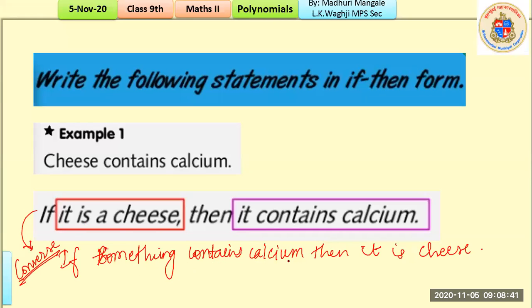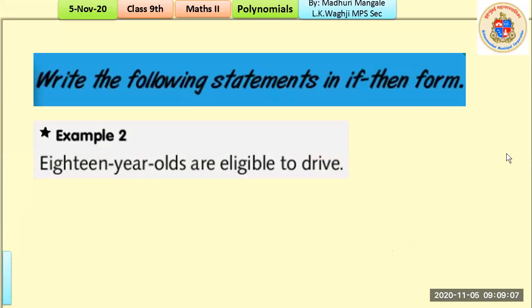No, it's not necessary, because there are so many edible items which contain calcium, but it is not cheese, right? So here we have seen that the converse is not always true. It can be false or can be true. Okay, it is not always true. Let us look at one more example.